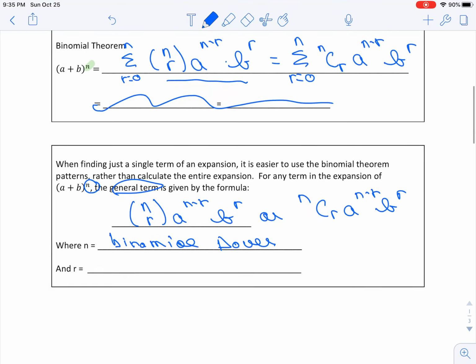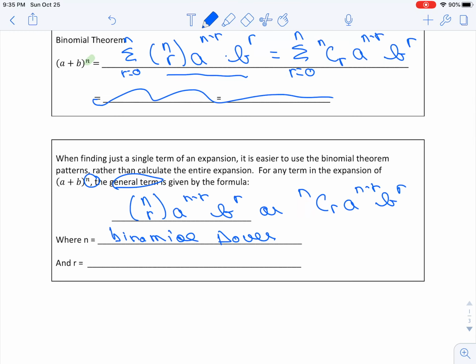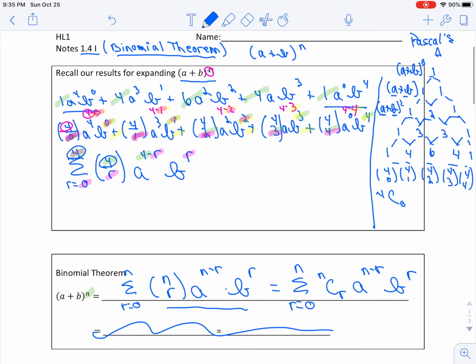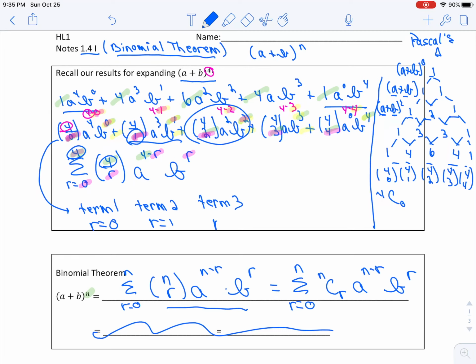And r, what I want you to notice here, is that if we're doing term 1, so let's go back up here just a minute. When we do term 1, which is this one, I want you to notice that r is 0. When we do term 2, which is this next one, you should notice that r is 1. When we do term 3, notice that r is 2.